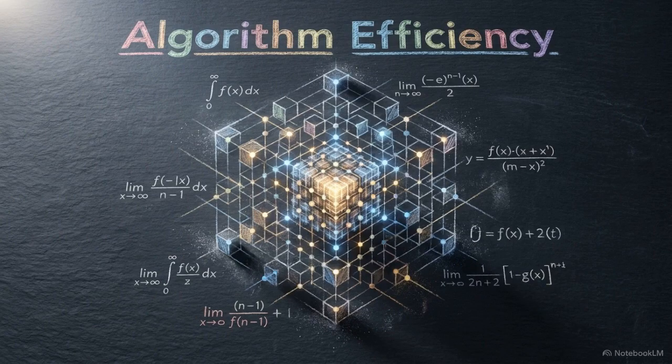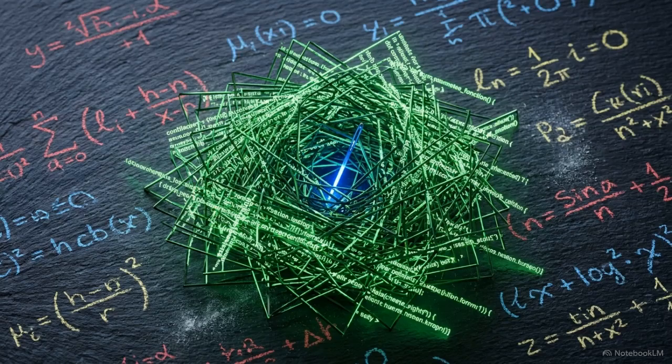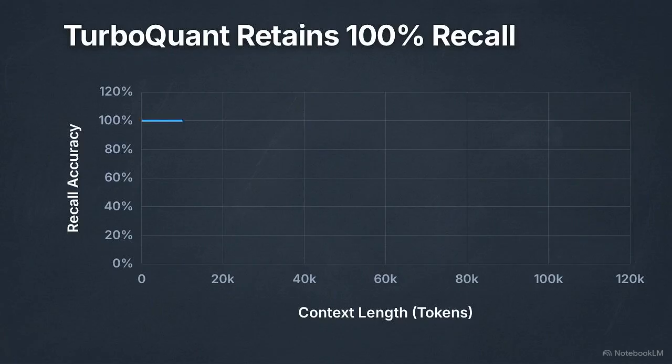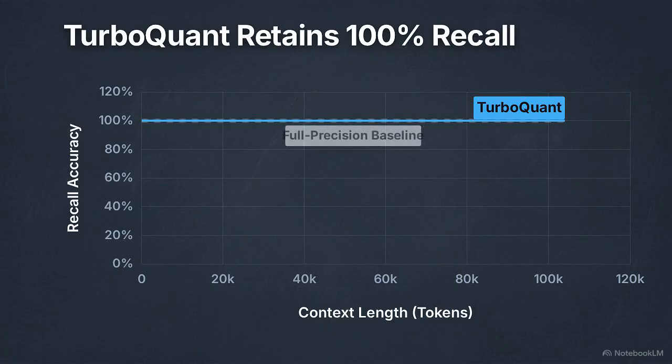Researchers at Google have demonstrated an algorithm named TurboQuant that achieves 4 to 6 times compression with zero measurable loss in model quality. In needle-in-a-haystack tests, where a model must find one specific fact in a massive document, TurboQuant maintains 100% recall accuracy up to 104,000 tokens. Its performance line perfectly overlaps with uncompressed, full-precision data.